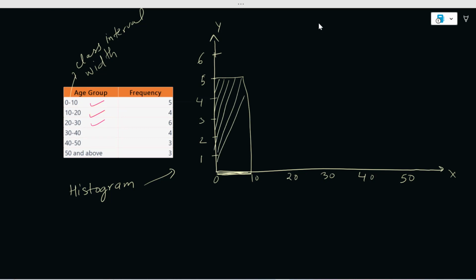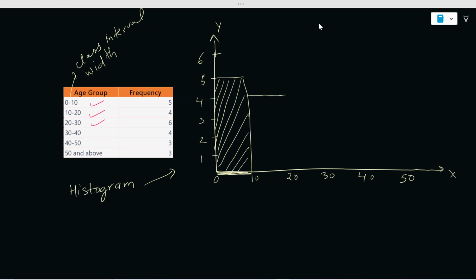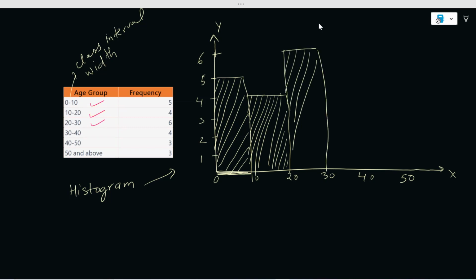Now if I ask you, what does the area represent? Which rectangle will have more area? The one which has the higher frequency, because we have fixed the class interval, right? Now let's make another rectangle on the same lines. For 10 to 20 we will make a rectangle starting from 10 and going till 20, its height goes till 4. Let's complete the rectangles. The peak goes in the interval 20 to 30. It implies that people in the age group 20 to 30 are largest in number.